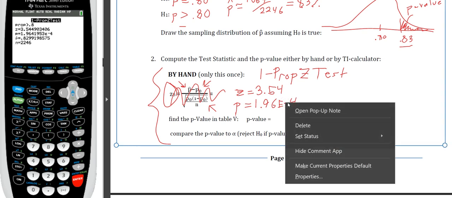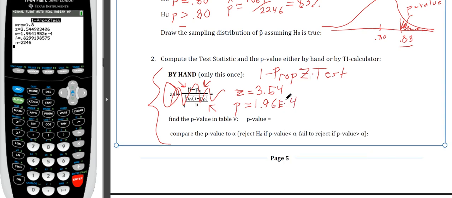1.96 e negative 4, which, remember, means scientific notation. That indicates that our value is 1.96, and then you move the decimal 4 places over to the left. So this is the same as 0.000196. So that's our p-value.